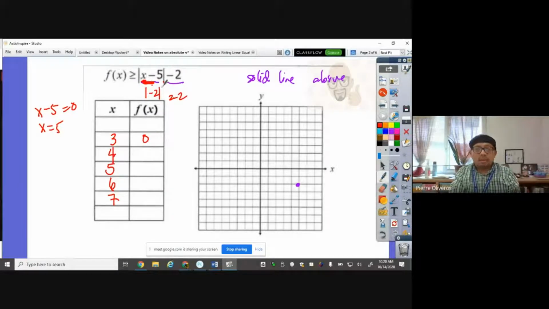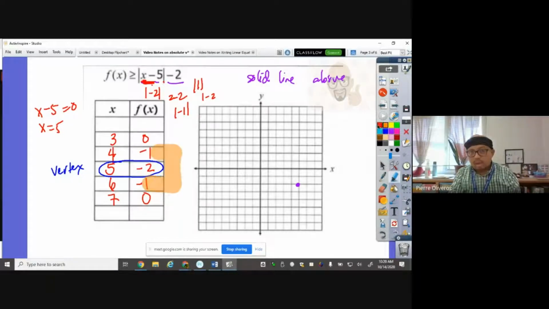4 minus 5 is negative 1. Absolute value of negative 1 is 1. 1 minus 2 is negative 1. 5 minus 5 is 0. 0 minus 2 is negative 2. 6 minus 5 is 1. Absolute value of 1 is 1. 1 minus 2 is negative 1. 7 minus 5 is 2. 2 minus 2 is 0. Again, this is our vertex. And if you notice again here, negative 1, and then 0, 0. So they're going to be the same. And look, (5, negative 2) is the vertex that I anticipated right over here.